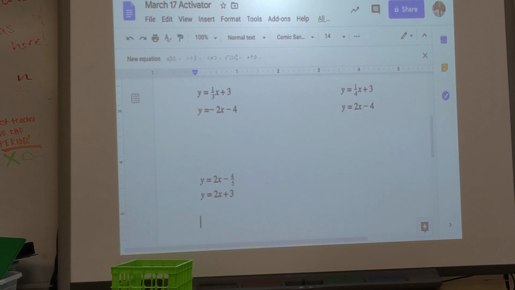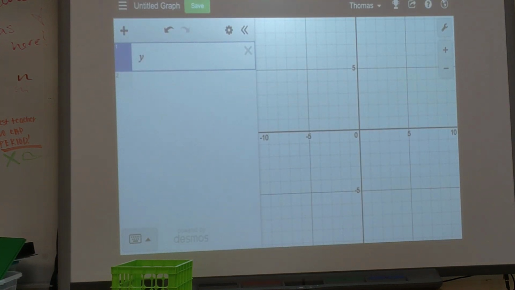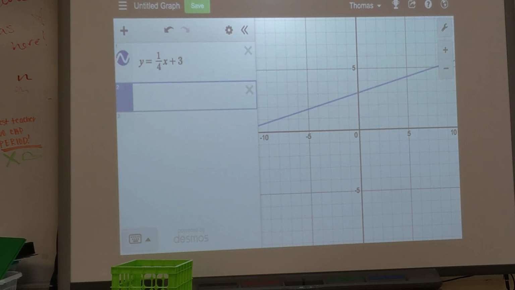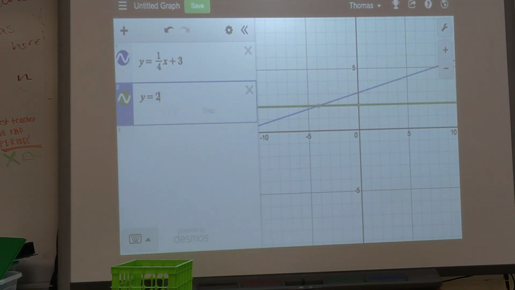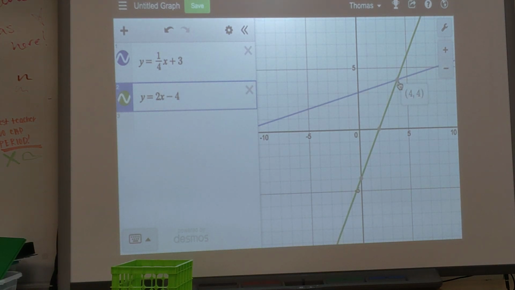Then I've got y equals 1/4 x plus 3. So 1, use your slash key, arrow x, 1/4 x plus 3. And then I've got y equals 2x minus 4. So that's where my lines intersect. And again, I hover over my ordered pair solution, and I can see that it is 4, negative 4. Or excuse me, 4, 4. I'm sorry, it's 4, 4.